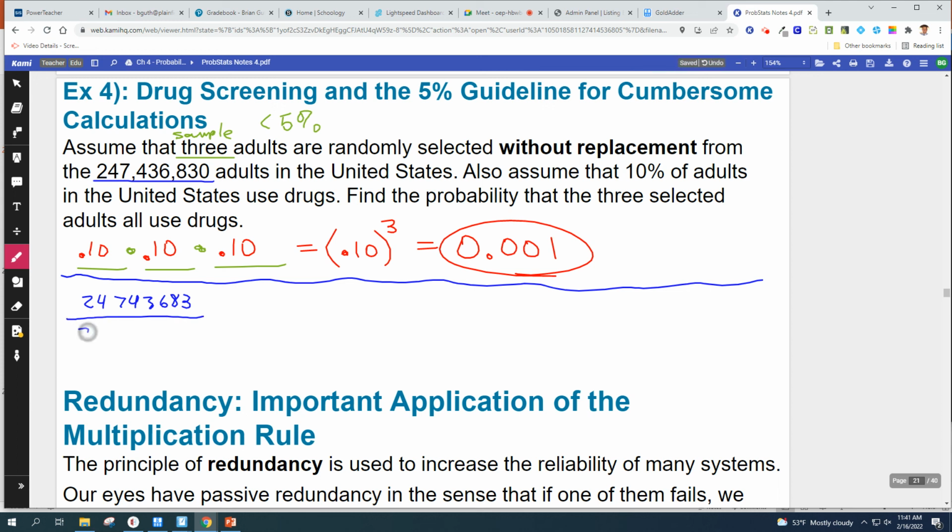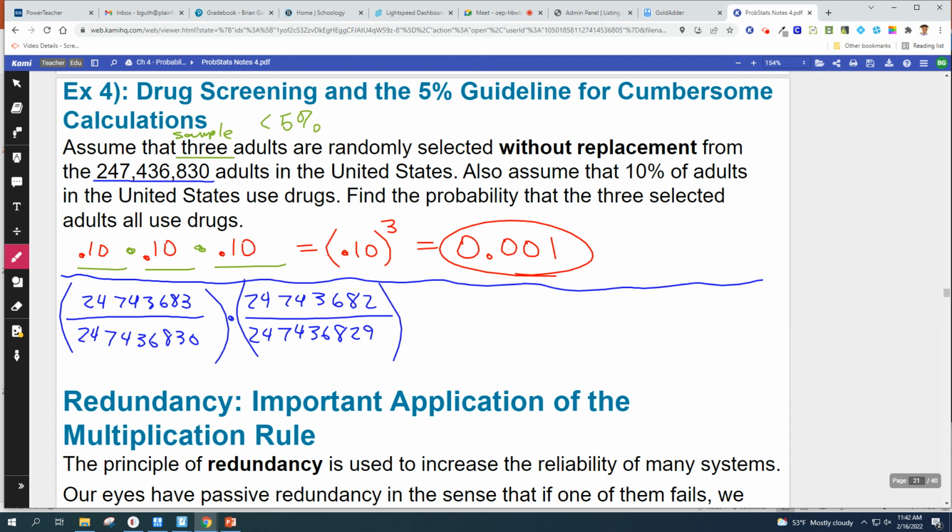So basically, to get that 10%, we would have that fraction right there. That's the first individual. So, think about without replacement and think about what we did in the previous example when I took a piece of paper out of a file. We're taking one person out of this group of people. And so for the second one, we would have 24,743,682 to look at. I just subtracted one over 247,436,829 people in the population to choose from. Okay, this is without replacement.